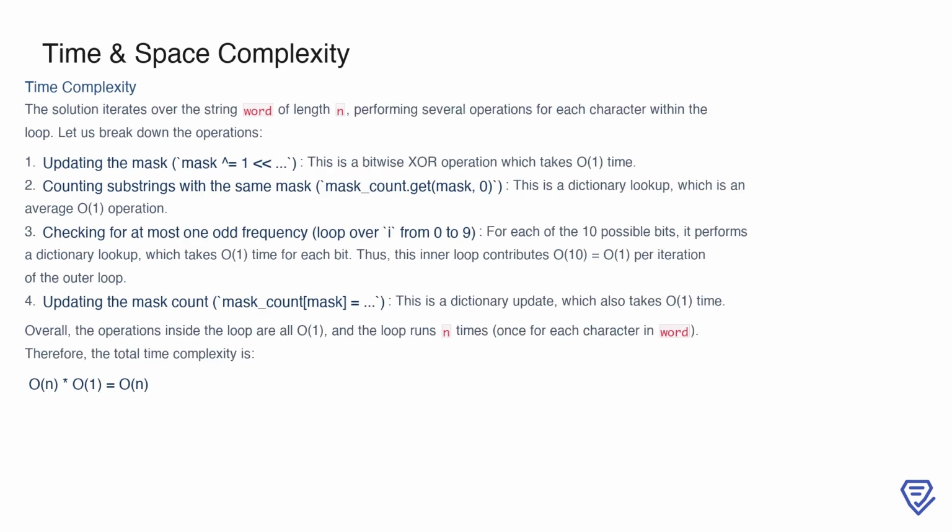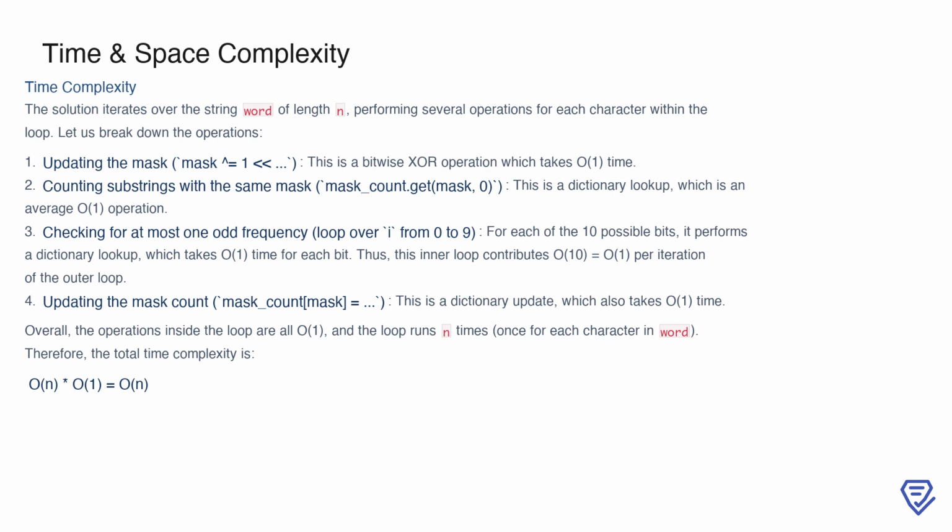To analyze the time complexity of our solution, let's focus on the operations performed within the loop that iterates over the string word. First, updating the mask using the XOR operation is an O(1) operation since it involves a simple bitwise calculation. Next, counting substrings with the same mask using mask_count.get(mask, 0) is an average O(1) operation because dictionary lookups are highly efficient.